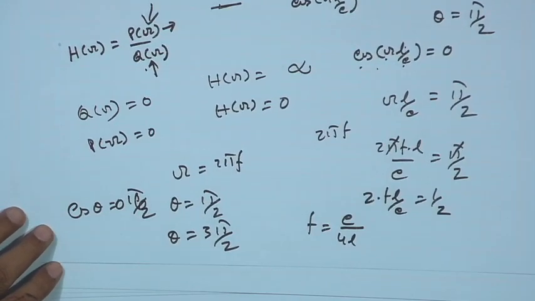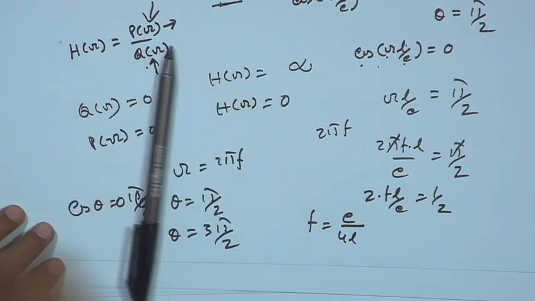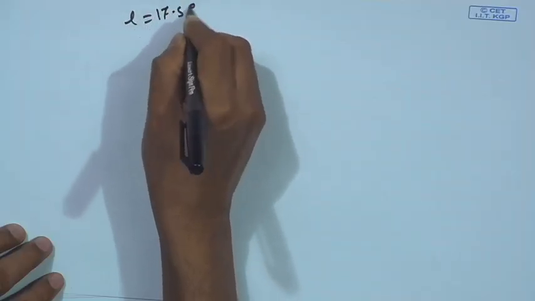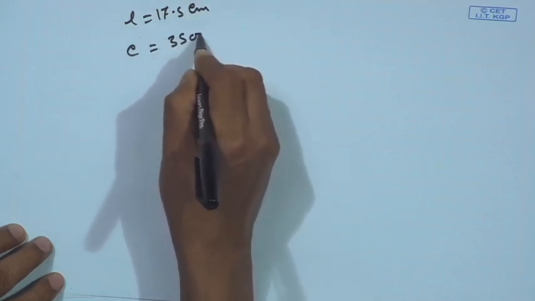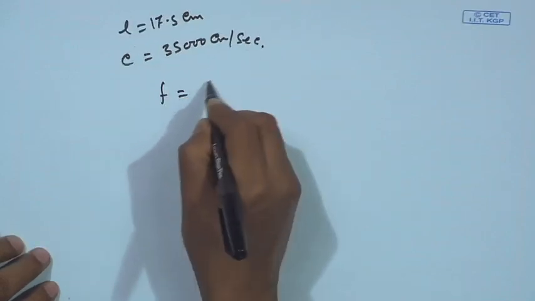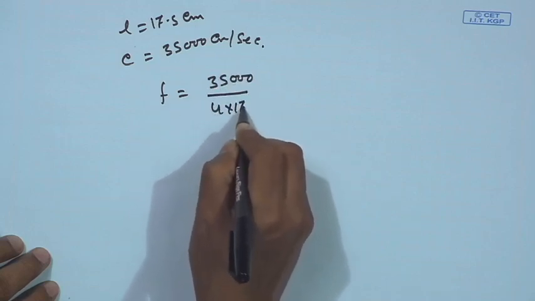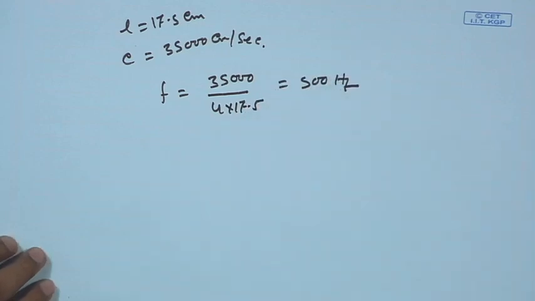Now, what is C? C is the velocity of sound. What is L? L is the length of the tube. The average human vocal tract length is L equal to 17.5 centimeter. C, the velocity of sound, is 35000 centimeter per second. So, I can say F is equal to 35000 divided by 4 into 17.5, which is equal to 500 hertz.